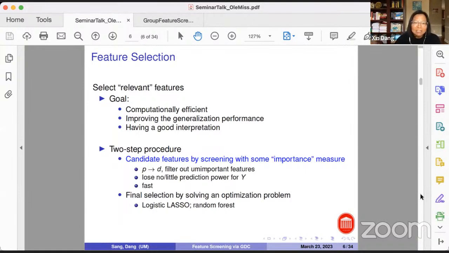Filter out unimportant features, and in doing that, lose little or just a bit of prediction power for your Y. We still want very good prediction performance, and it must be very fast. That's the first step. The second step, based on those candidate features, is the final selection by solving some optimization problem. This is the more time-consuming stage. All the focus here is on screening, the first step.